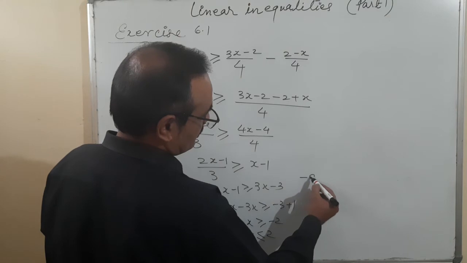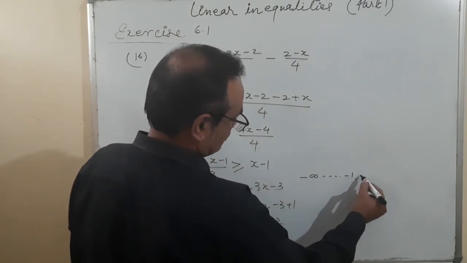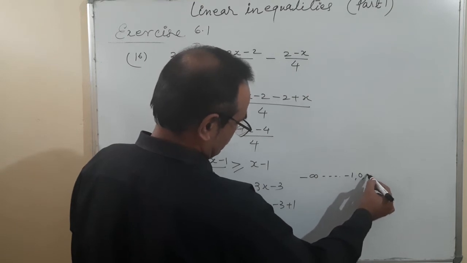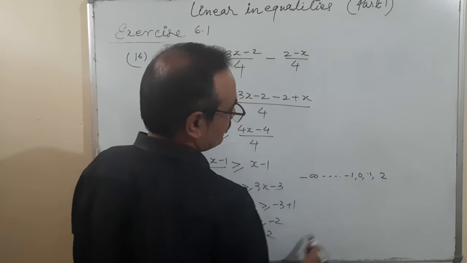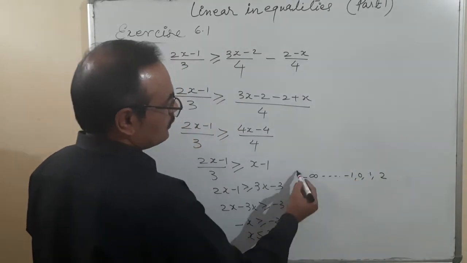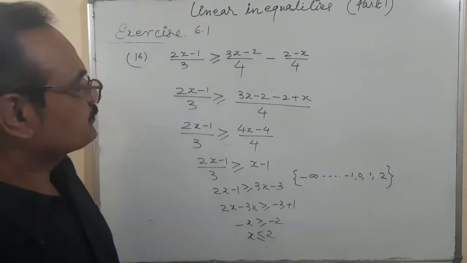So minus infinite, minus 1, 0, 1 and 2. And 2 will also be included in it.